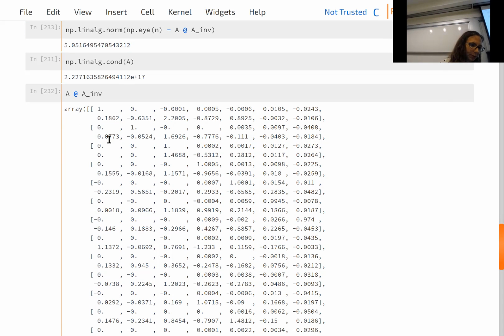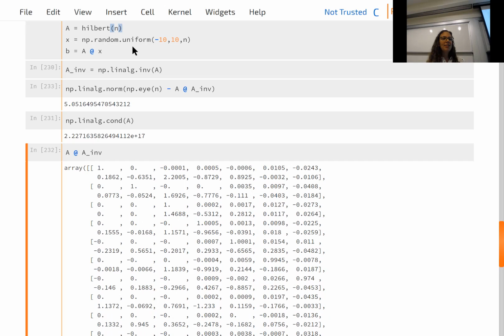Many of these decimals have numbers in the 10th place. This even has a negative, oh, wow, this even has a 2. Yeah, so this is quite far from 0. I think this is a nice illustration, and this is not even a huge matrix. It's 14 by 14, and we're using NumPy's inverse, and we are not getting back to the identity with that.